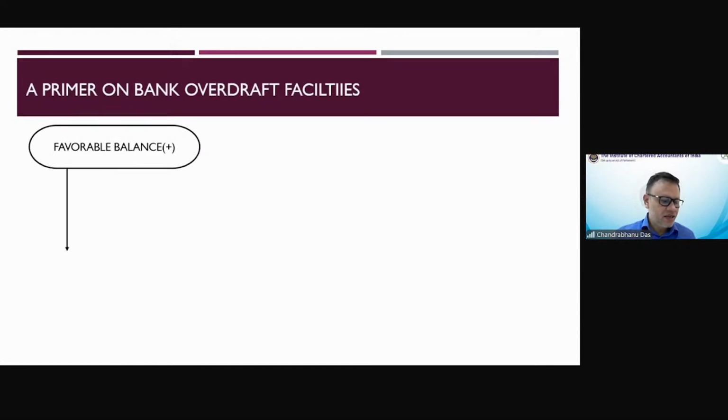Now this looks a bit confusing, but no confusion. It will be cleared quickly. What do you mean by favorable balance in a cash book? A plus balance, which is always a debit balance.